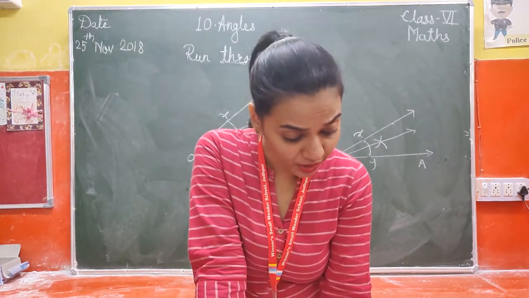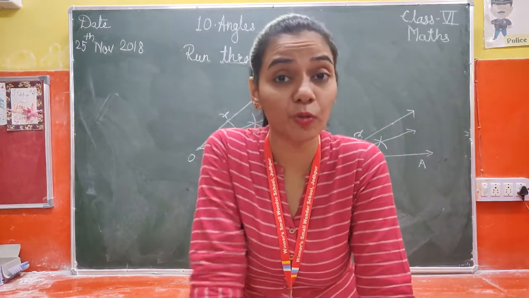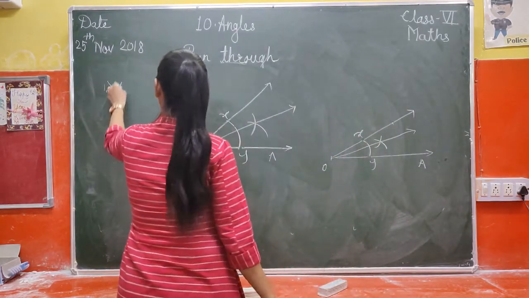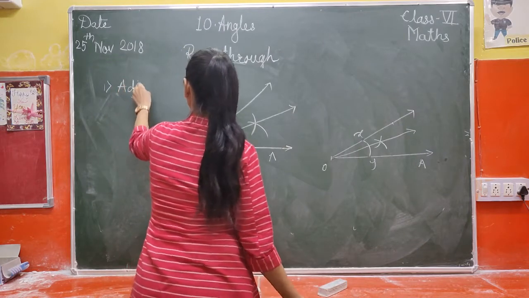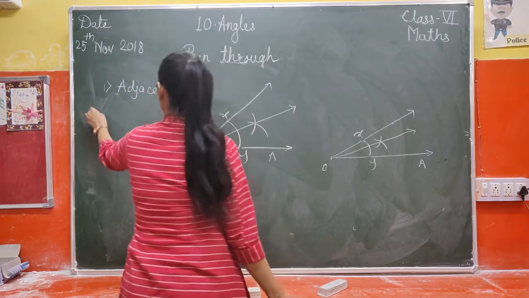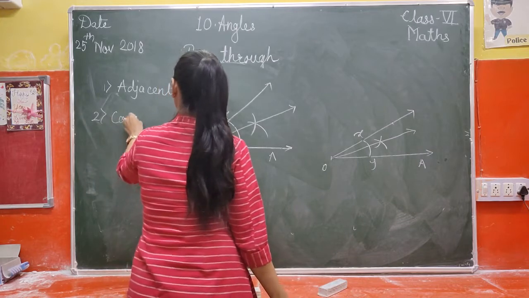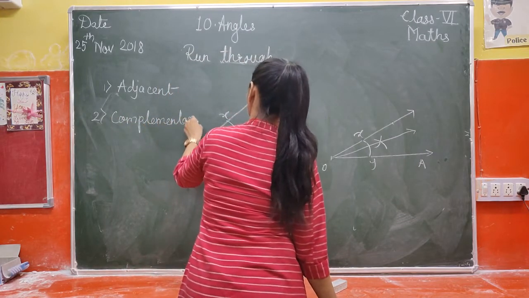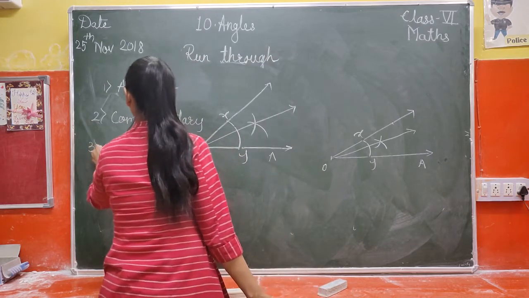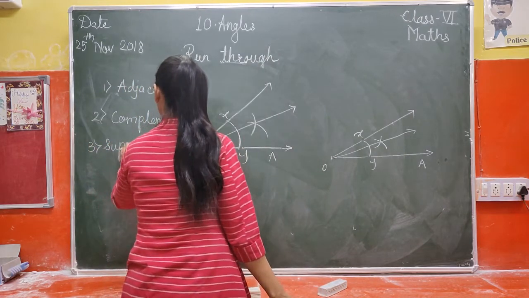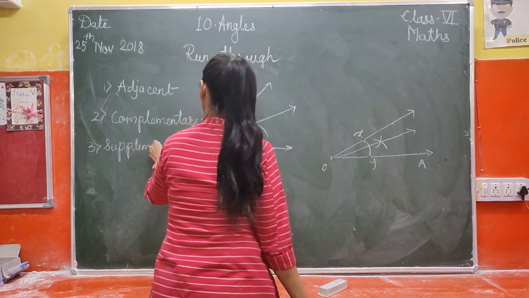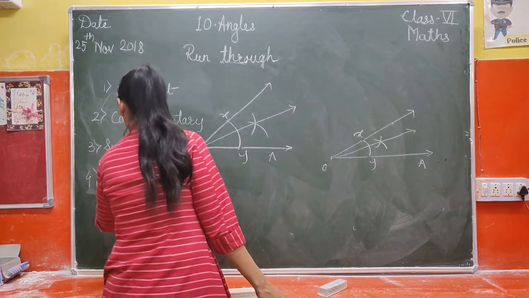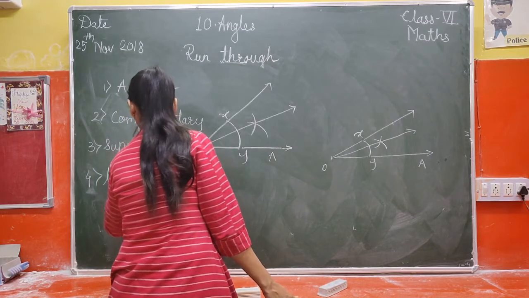Now here we have learned different types of angles. So let me revise all the angles one more time. Adjacent angles, complementary angles, supplementary angles, and the fourth one is linear pair. So these are really important words. बेटा इनको भूलना नहीं है.